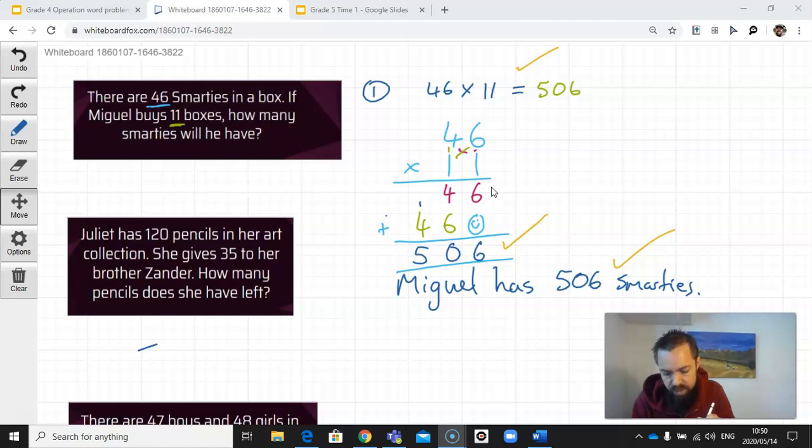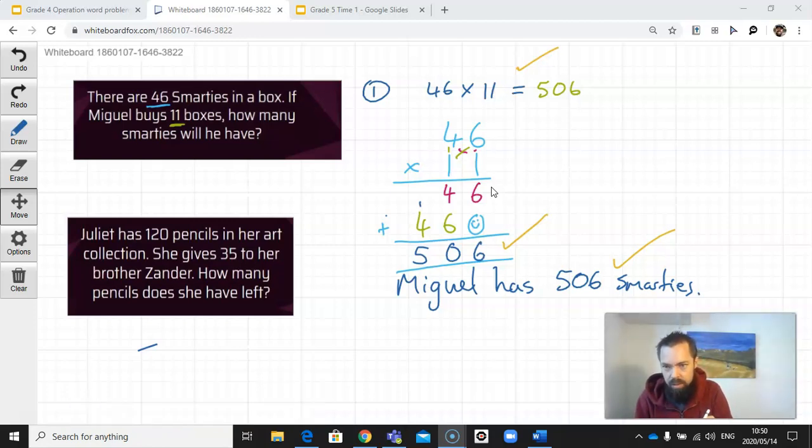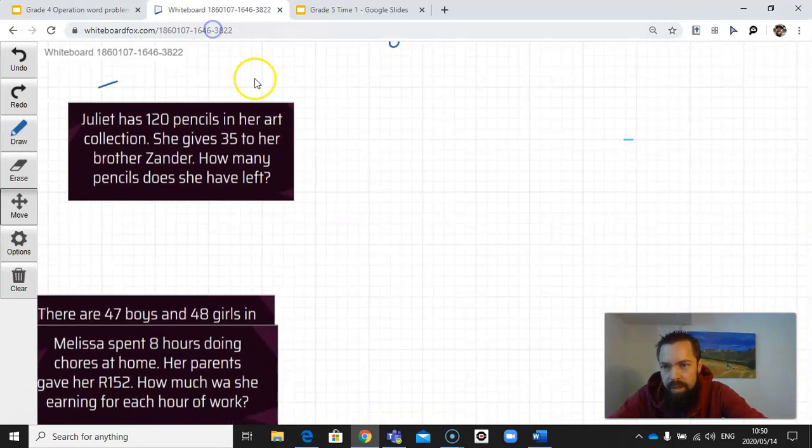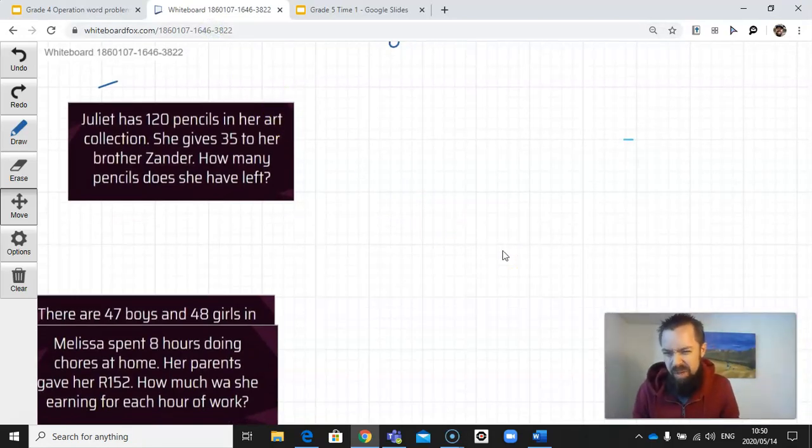Okay, I think I haven't left myself enough space, so I'm going to have to move everything down a bit. There we go. And move my screen up a bit. Here's the second question. Juliet, she's my niece, and Zander, her brother, is my nephew. Juliet has 120 pencils in her art collection. She gives 35 to her brother Zander. How many pencils does she have left?